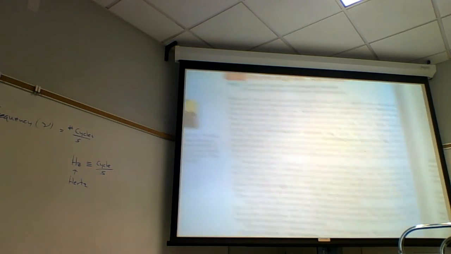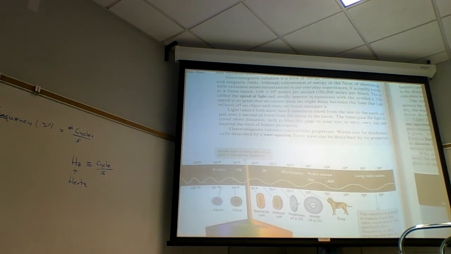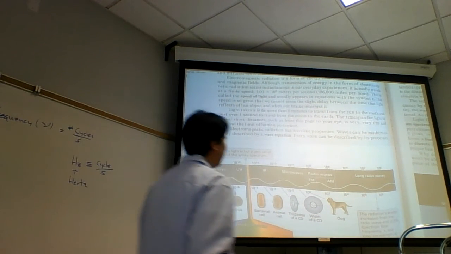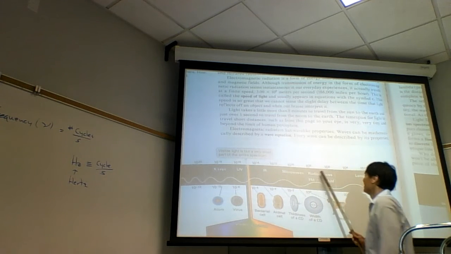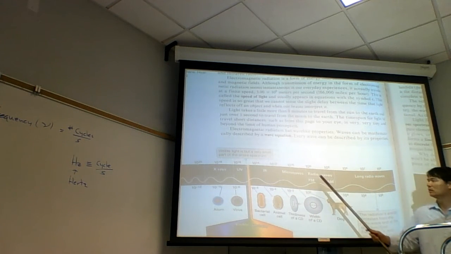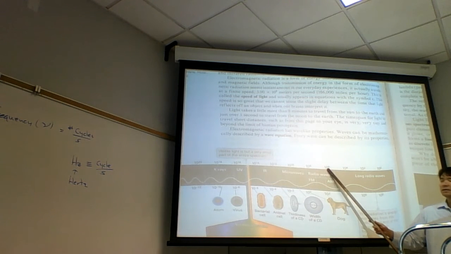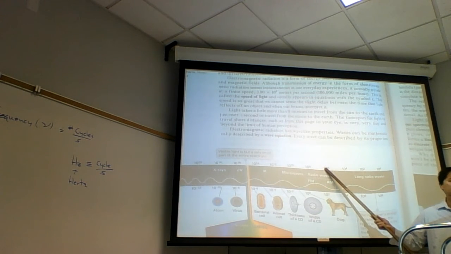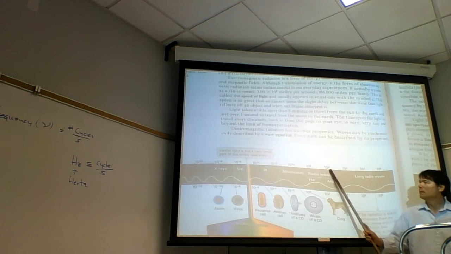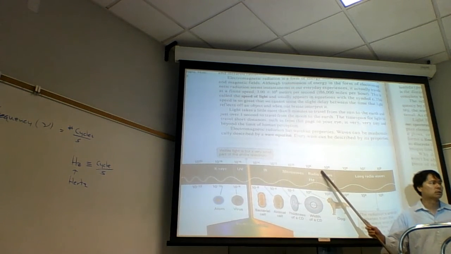So if we go back to this and look at radio waves, you can see it's about 10 to the 6 to 10 to the 8 hertz. 10 to the 6 is called a mega. And so radio waves are in the megahertz range here. Megahertz.